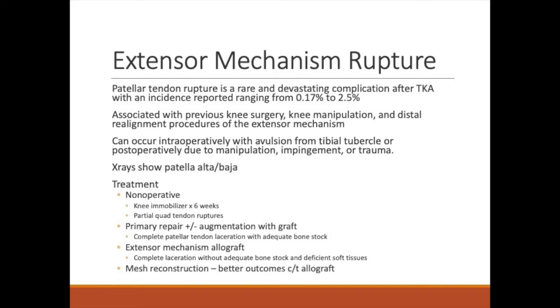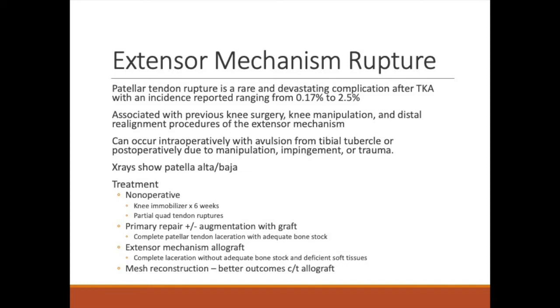The extensor mechanism allograft is usually a bone block tibial tubercle with the patellar tendon, the allograft patella, and the fan of quadriceps tendon. You will then create a trough in the tibia for the bone block and fix that, usually with screws and washers or wires or both. And then you'll sew the quadriceps tendon into the remaining quadriceps tendon of the patient. However, failure rates and re-rupture of this are very high.